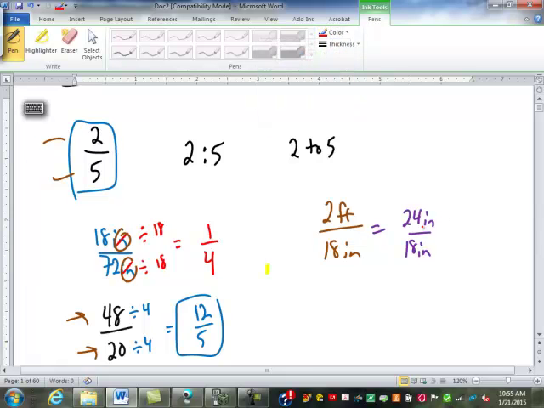And now, of course, it'll reduce. Inches divide out, both divided by 6 to give me a 4 to 3 ratio. Again, it's not 1 1/3, it's a 4 to 3 ratio.